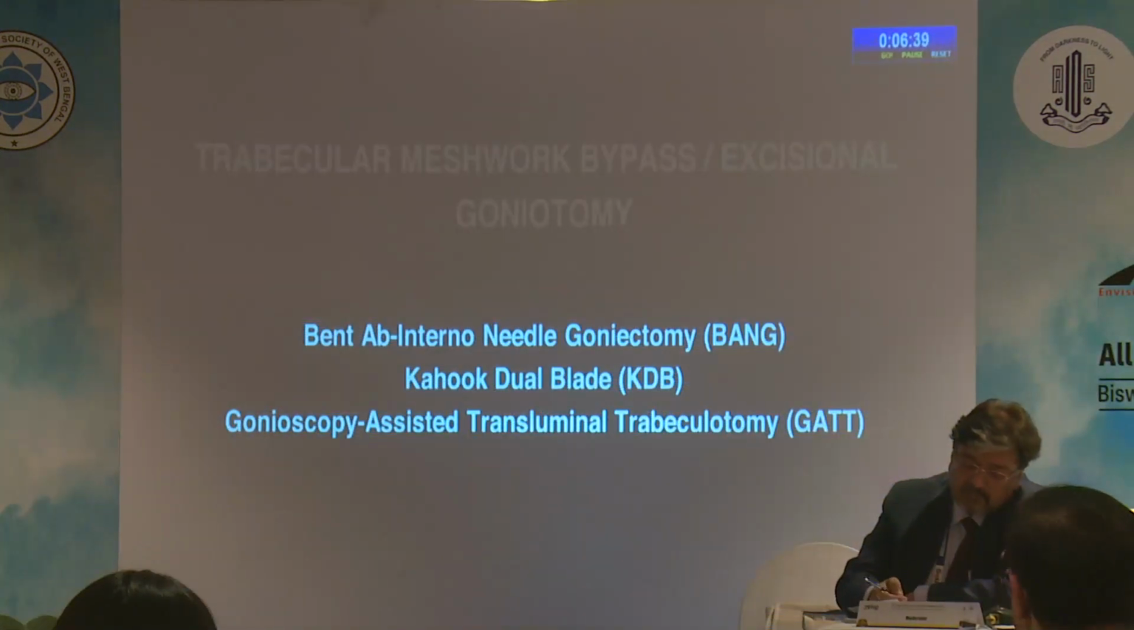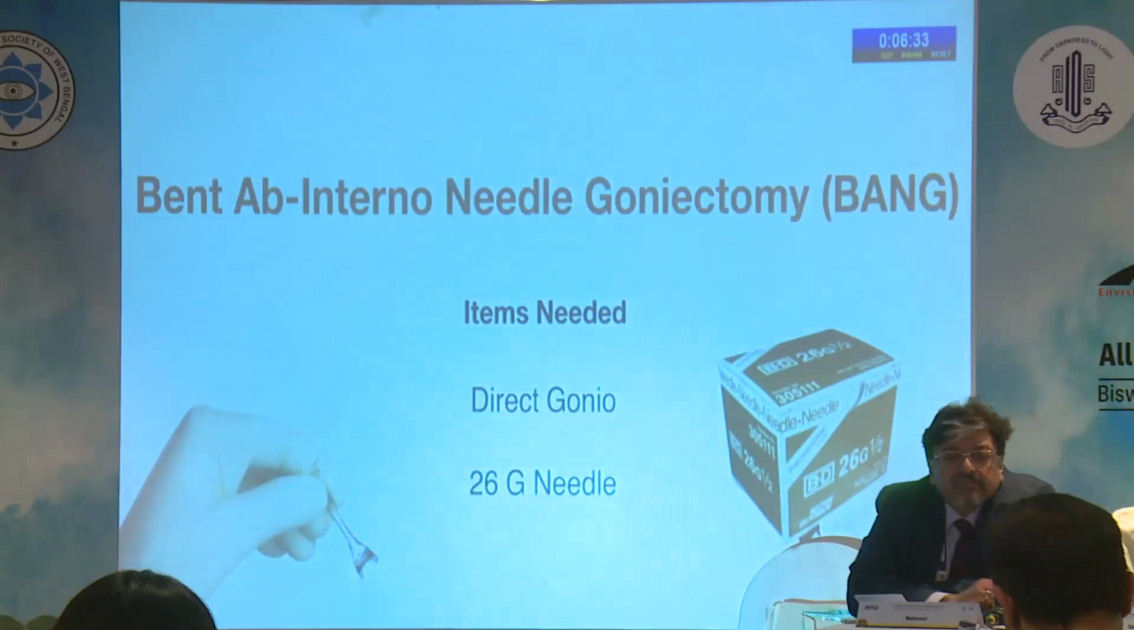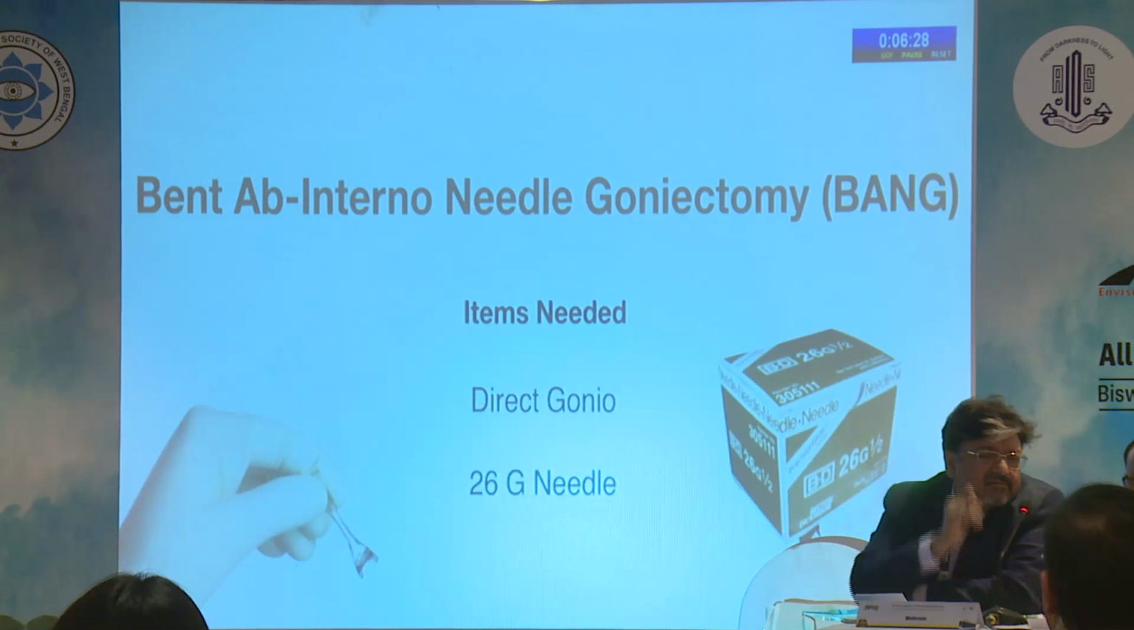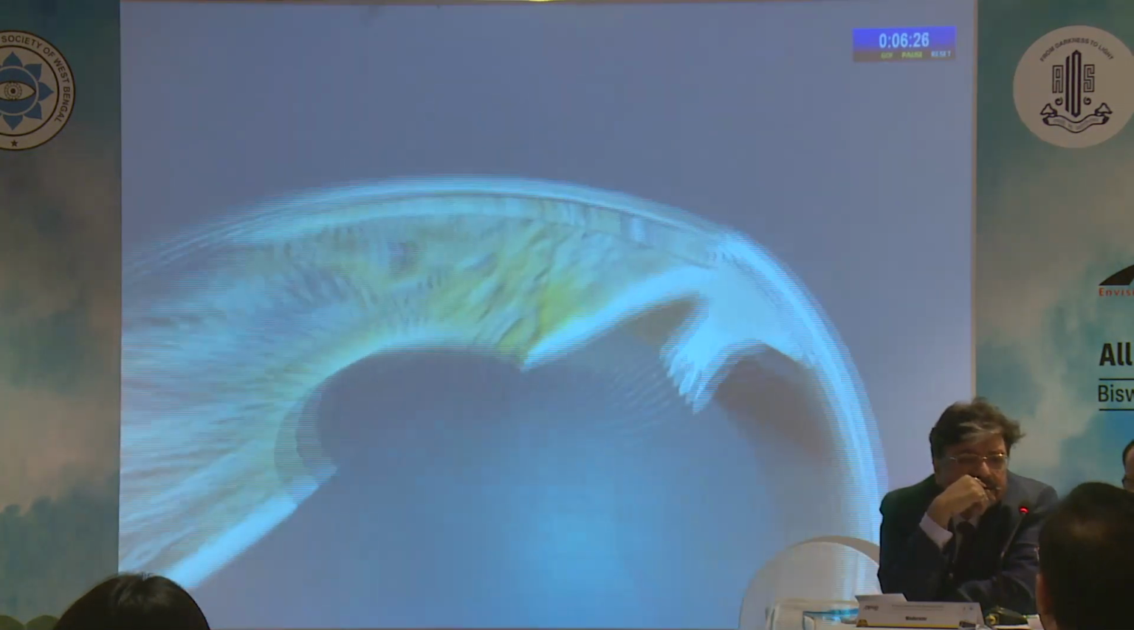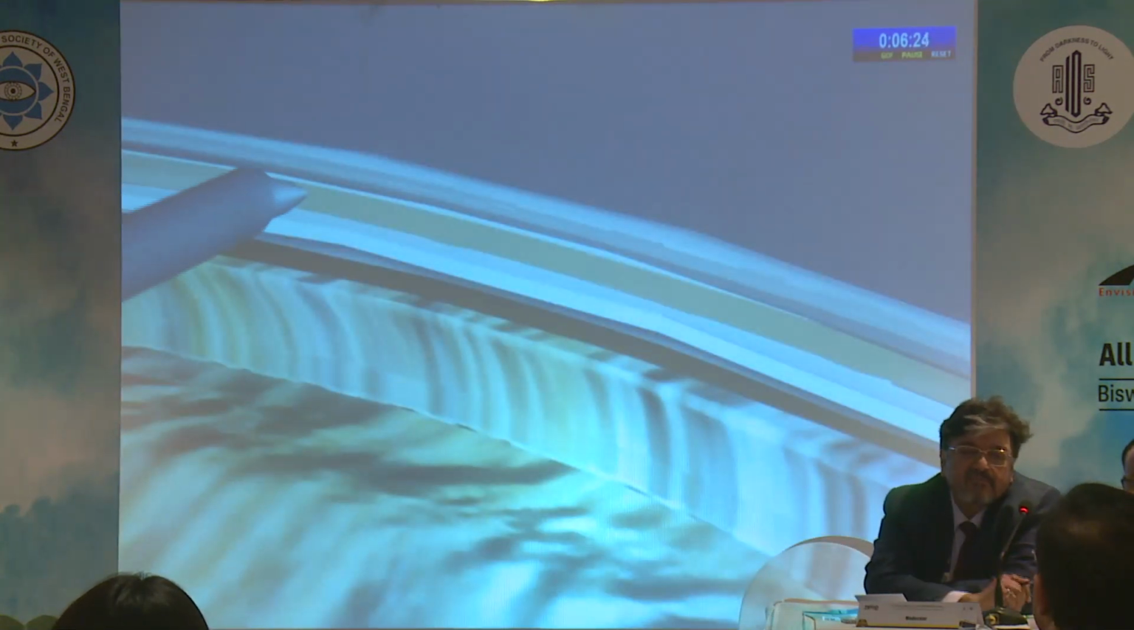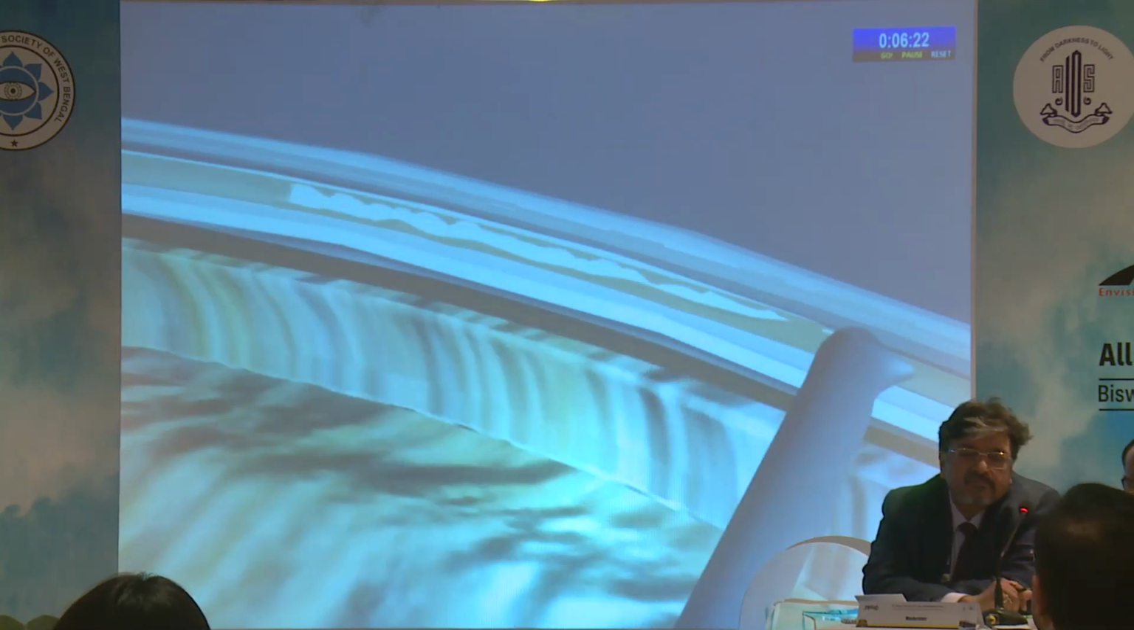To increase the trabecular outflow, excisional goniotomy is performed by BANG, KDB, and GATT. Bent needle goniectomy. Items needed are direct gonio and 26-gauge needle. Animation showing the excisional goniotomy performed using BANG needle showing irregular leaflets.